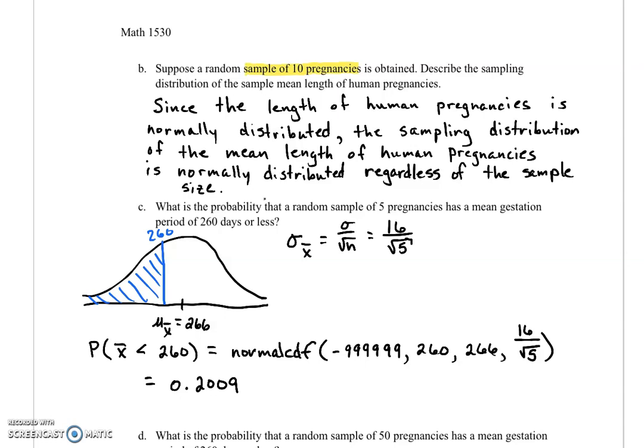Should go back to part B and say that that sampling distribution will have a mean of 266 and a standard error of the mean of 16 over the square root of 10 for that. Sorry. All right, we'll finish this problem in the next video.